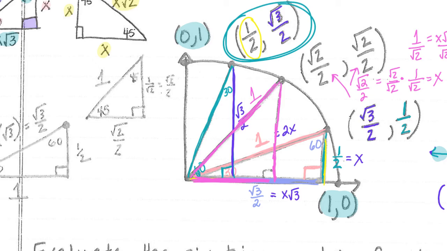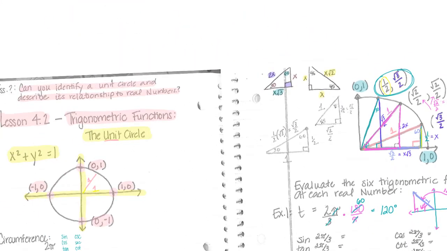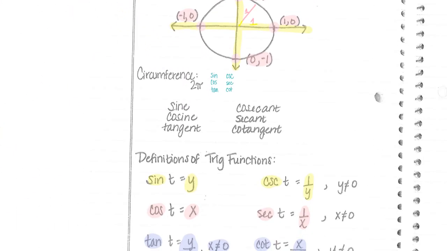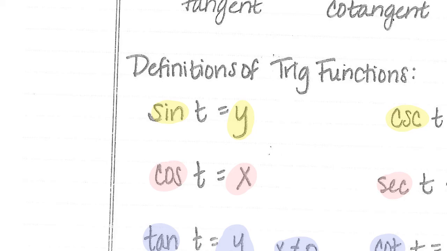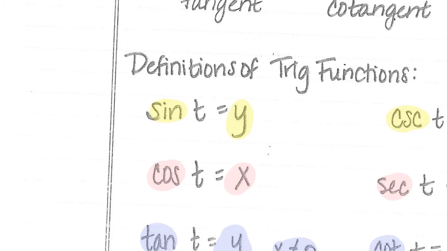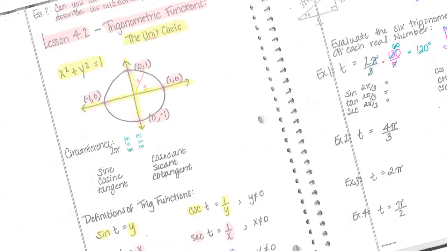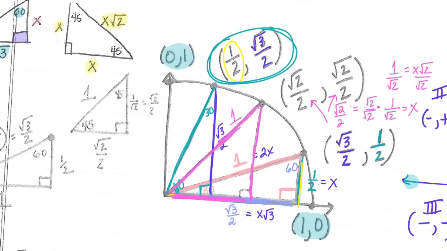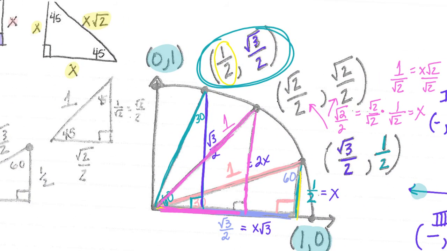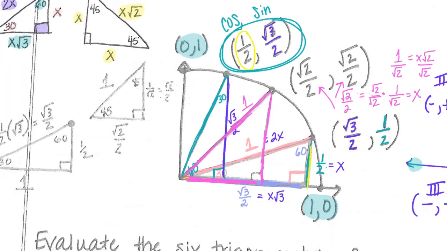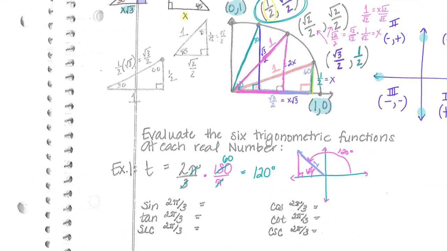I also need to know which one is sine, which is cosine. And we learned that back in our notes. Remember, sine was the y, cosine is the x. So I'm going to just go ahead and state, guess what? These go in alphabetical order. Love that. This is cosine. This is sine. So let's go back to our question. I know sine is root 3 over 2, and cosine is 1/2.